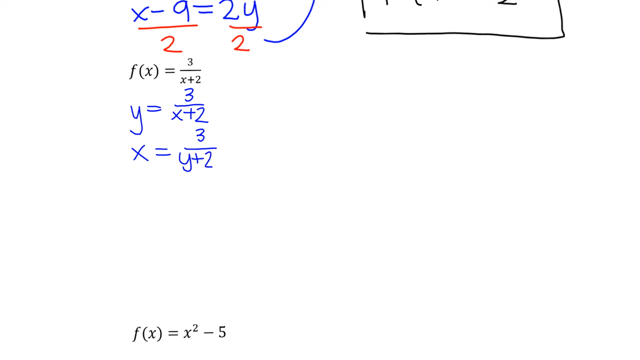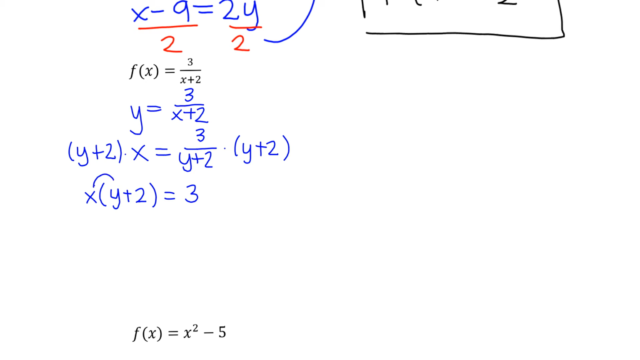Now we want to start resolving for y. Well, y is currently in the denominator of our fraction. We don't want it to stay there. So we're going to go ahead and multiply both sides by (y plus 2) to get it out of the denominator. So we're going to have x times (y plus 2) equals 3. So now we need to work on solving for y.